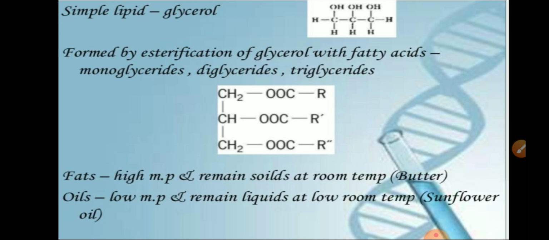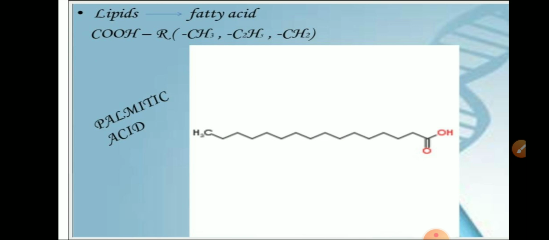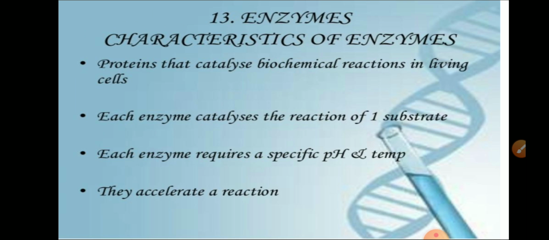Now fats have a high melting point and remain solid at room temperature. Now you are able to see the structure of a fatty acid here, that is palmitic acid, and the formula is CH3(CH2)14COOH. It includes 16 carbon atoms. Now we have the enzymes.